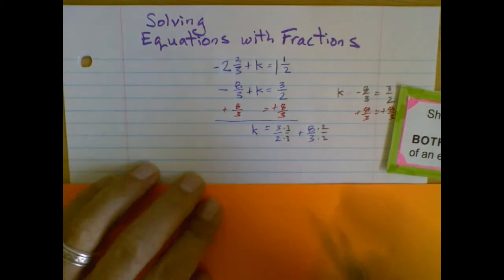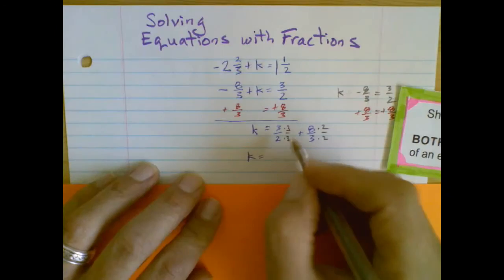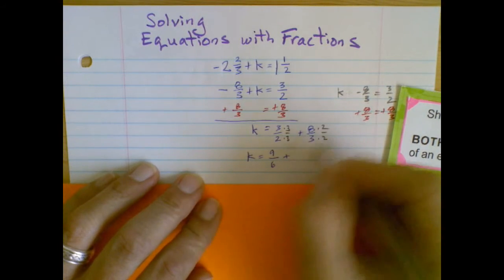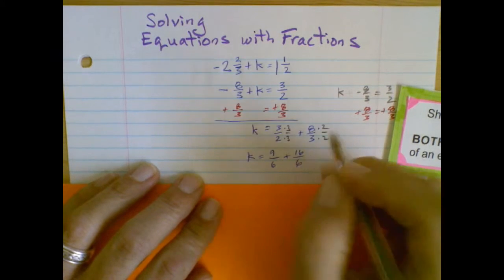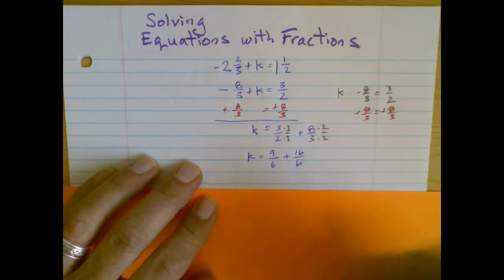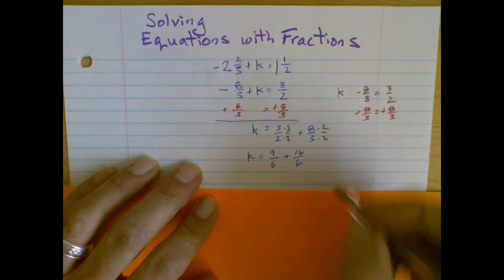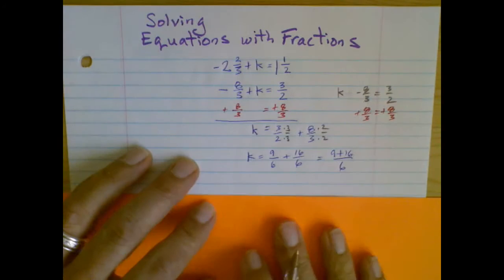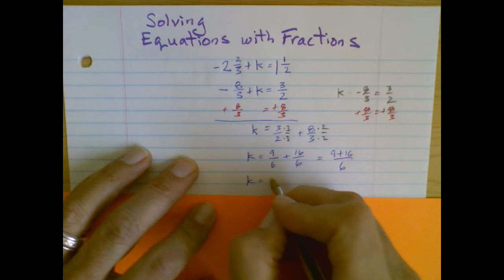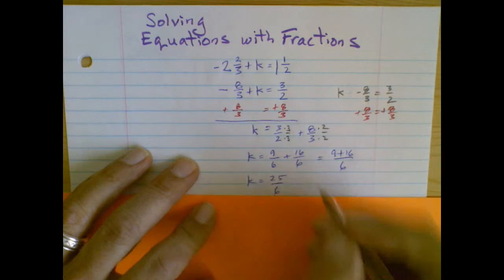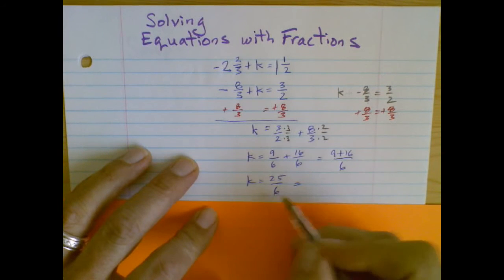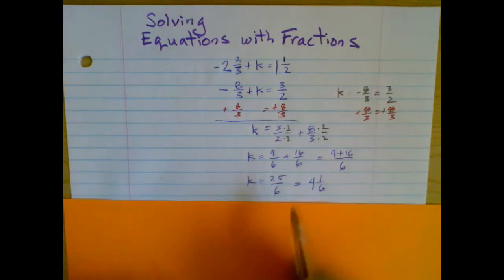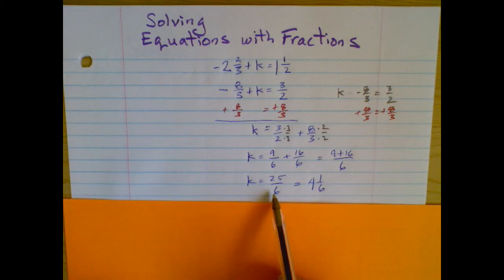When I do that, now I see that k is equal to 3 times 3 is 9, 2 times 3 is 6, plus 16/6. Well, we like that because we're adding the same thing, in this case 6. So this is the same thing as 9 plus 16 over 6. So k is equal to 25/6, which is also, as a mixed number, we could divide 25 by 6, and we have 4 1/6. Personally, I like leaving things as an improper fraction.